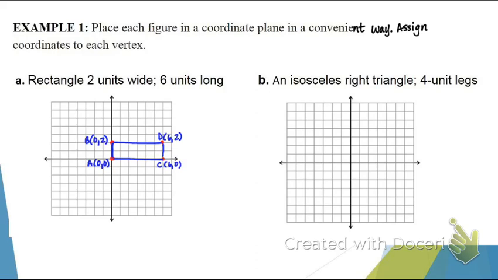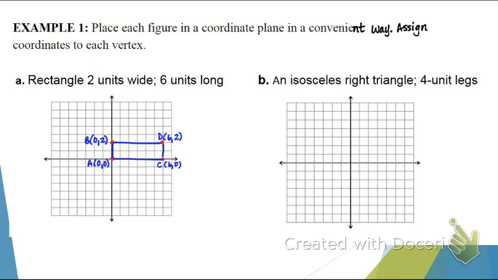All right, let's try part B. This time I want to make an isosceles right triangle with 4 unit legs. Some of you may be tempted to make it look something like this. But you're going to have a really hard time guaranteeing that this is a length of 4 in the leg, since you're making the leg diagonal.